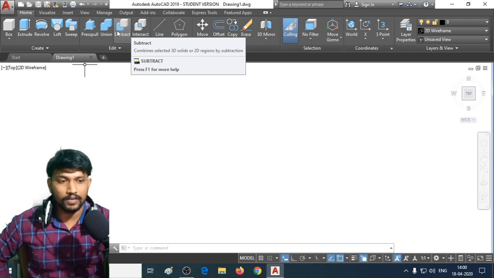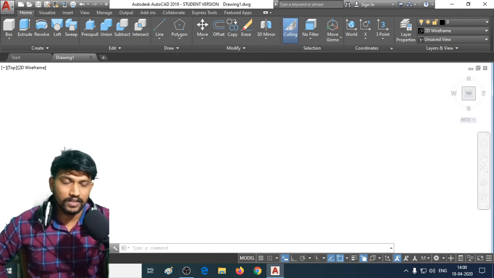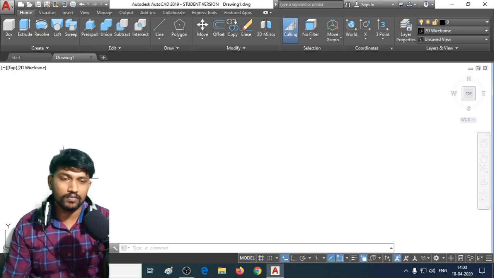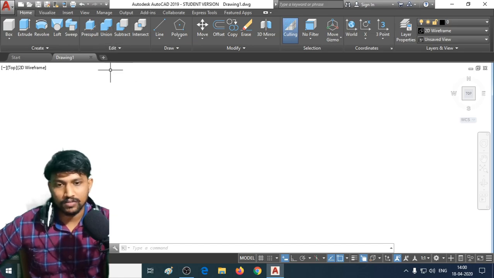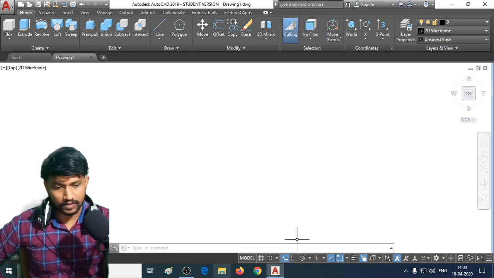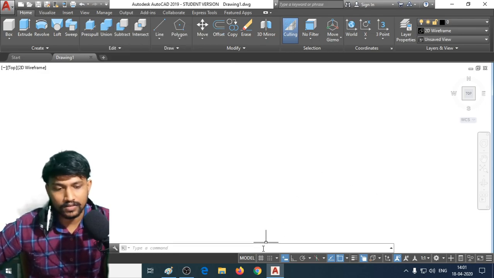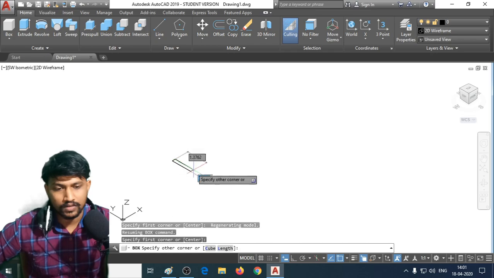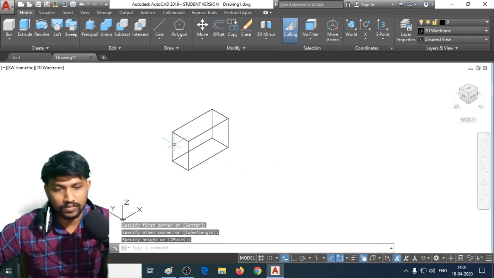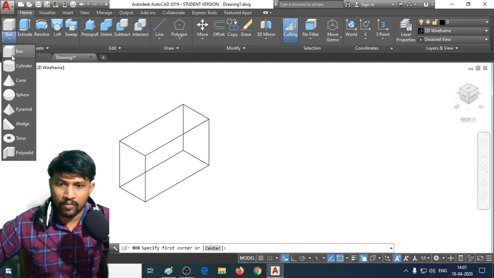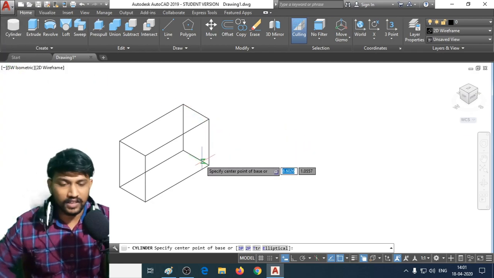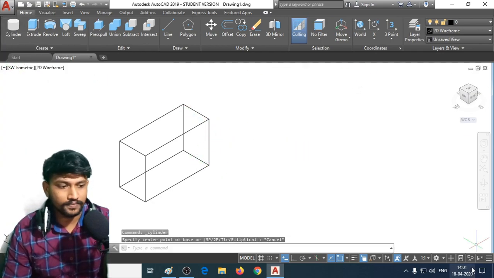You might have come across these words before. Union means this command is going to make 2 different objects as one. It is going to add. Let's go to the 3D view. Let me draw a cube. Now let's take another cube, or let's take a cylinder. Why can't we extrude that one?